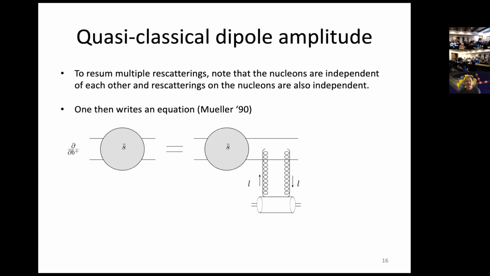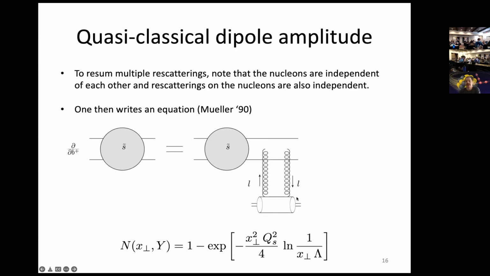Okay, so what do we do? Well, one can write an equation that, as the dipole propagates along the minus light cone in one step, we can pick up an additional rescattering on a nucleon with a two gluon exchange like this, and write down an equation which really leads to simple exponentiation of its interaction with one nucleon, such that the dipole amplitude is given by this formula here.